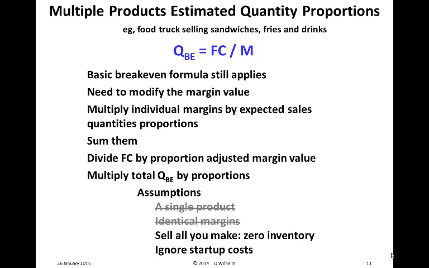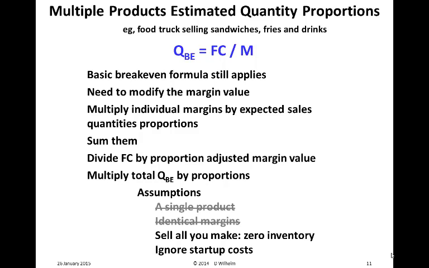If we have multiple products and we have some idea of the proportions, we can do a little bit better than the general model. For instance, a food truck selling sandwiches, fries, and drinks, after the food truck vendor has been in operation for a few months, they probably have a pretty good idea of what proportion of each of those items are being sold. So the break-even formula still applies, but now we need to modify the margin value.